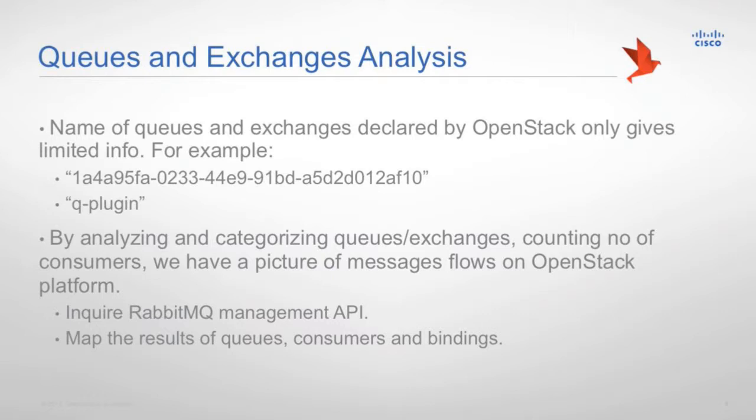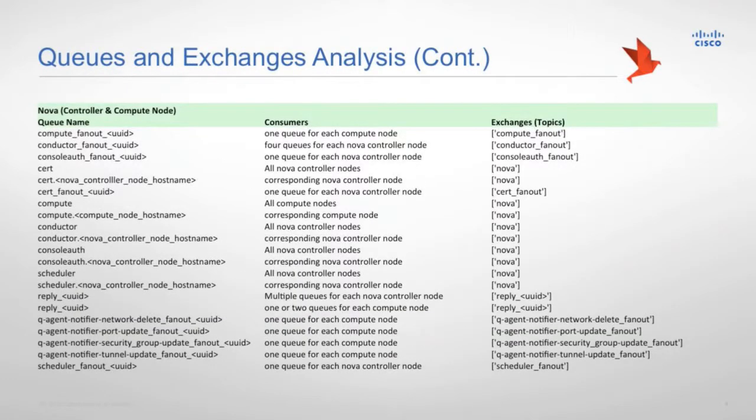And then we just map the results by the queues, consumers, and the bindings. We combine the results and we get the information. So for example, this is all the queues and consumers, all the queues claimed by Nova, both by the Nova controller and the compute nodes. This is for Icehouse. You can see, for example, the conductor is consumed by all the Nova controller nodes, and the exchange name is Nova. This may change for different versions of OpenStack, but it's just to give you an idea how to analyze that.